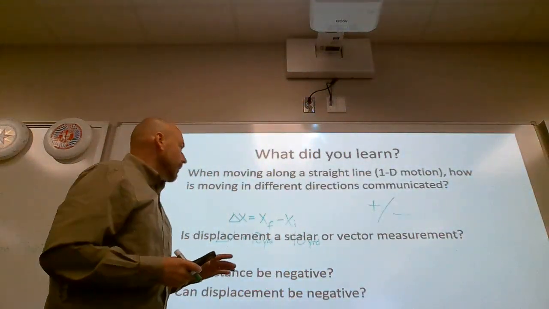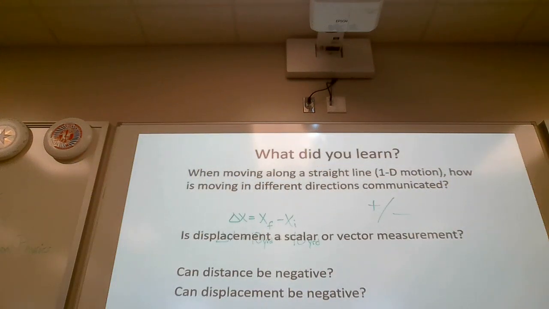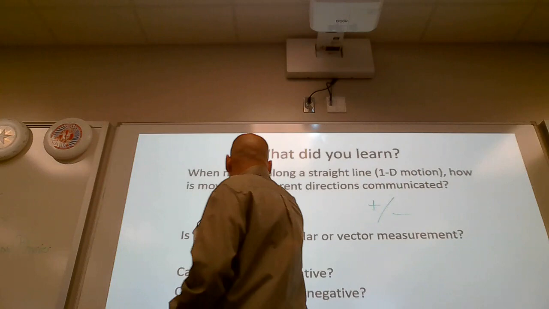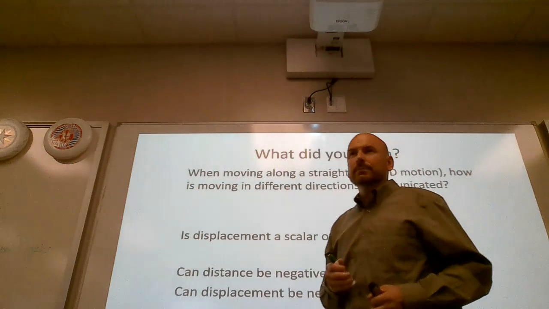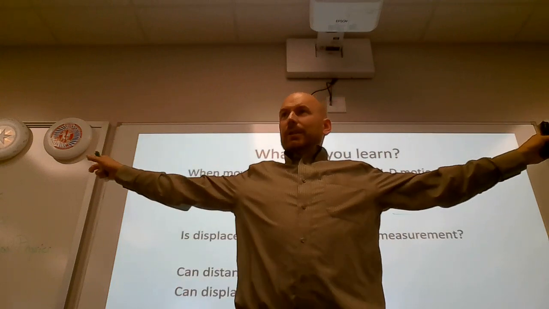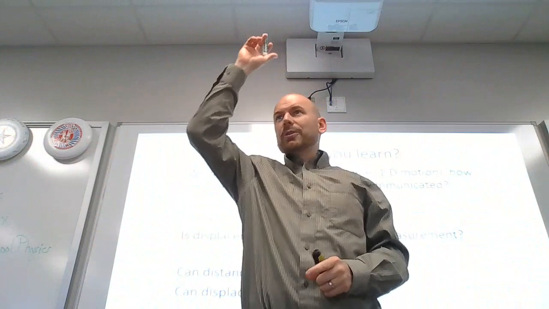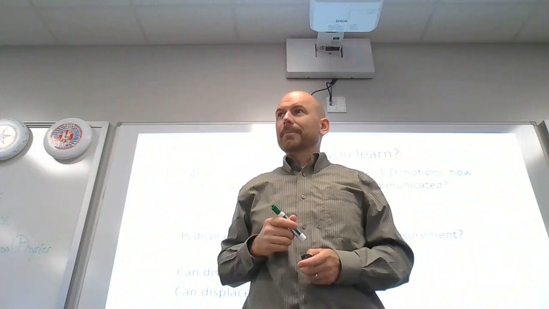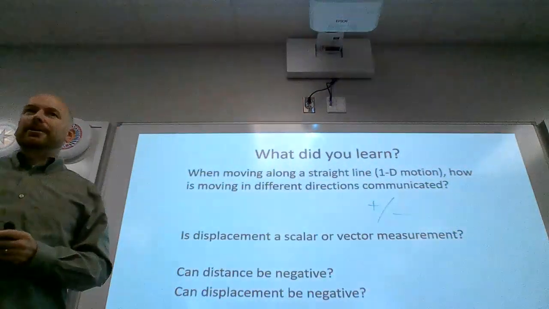Okay. So the default is, think of a number line. The right is usually positive, to the left is usually negative. Okay. But that doesn't have to be that way. That's just kind of our default. Or up is usually positive, down is usually negative. Okay. All right. So is displacement a scalar or a vector?